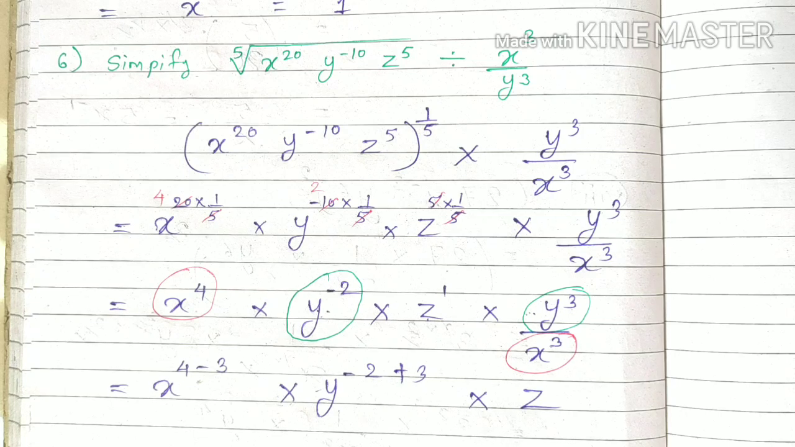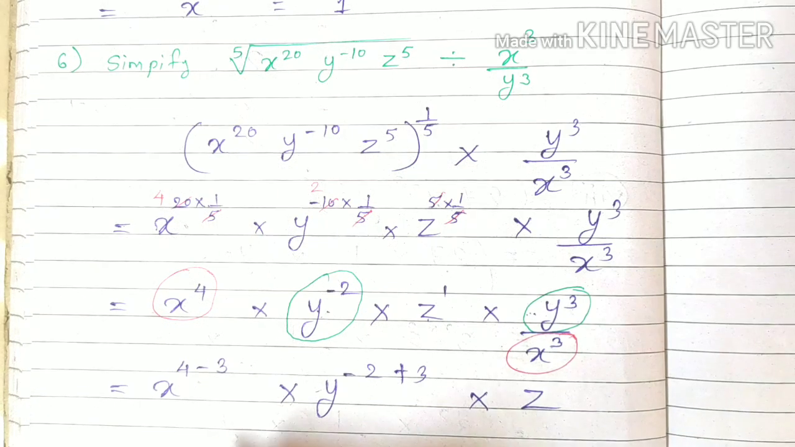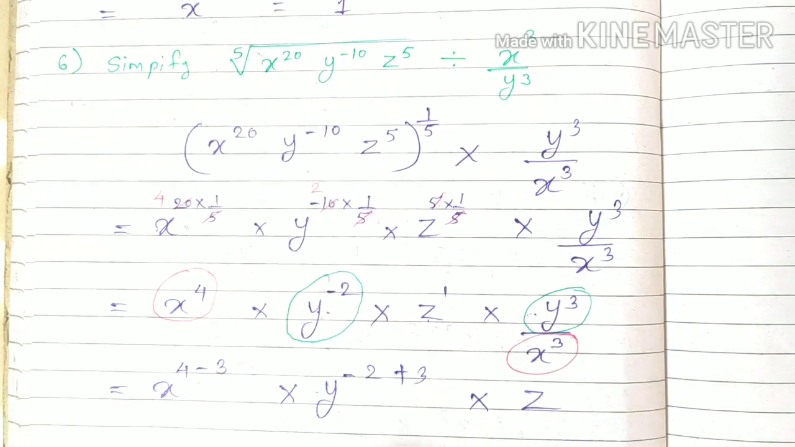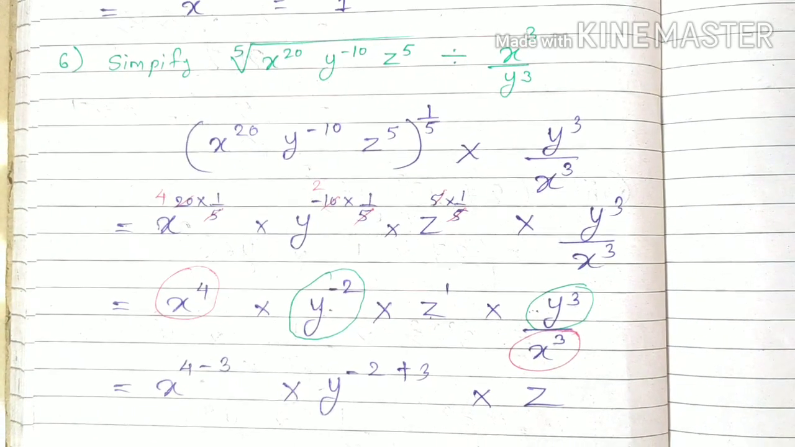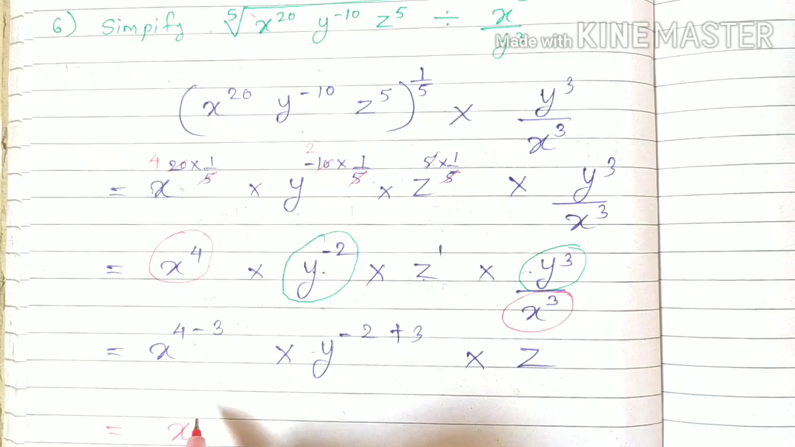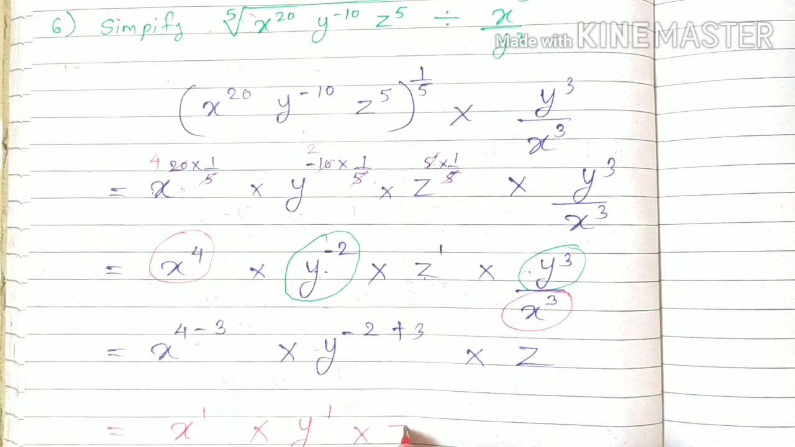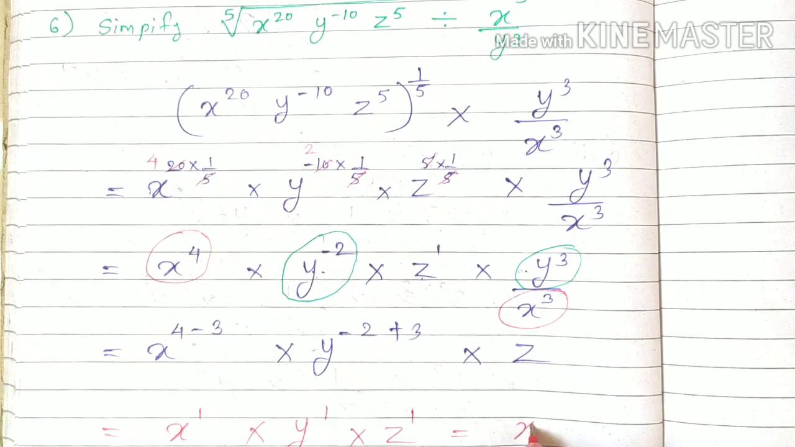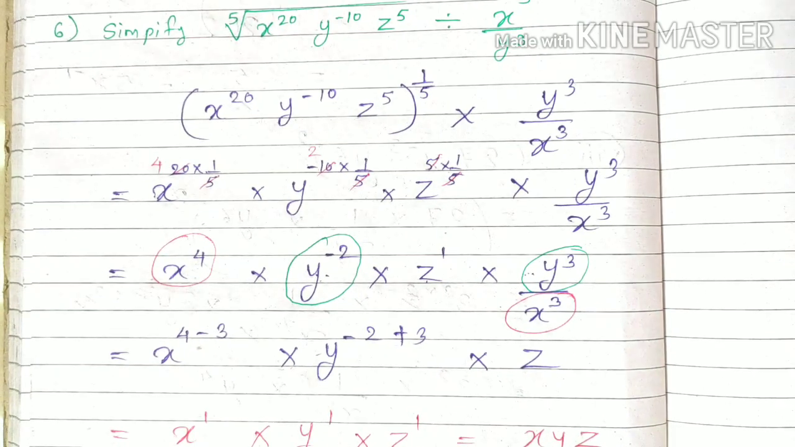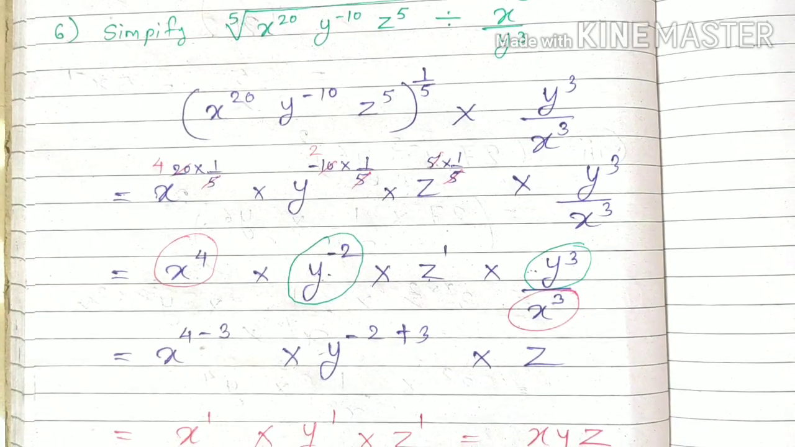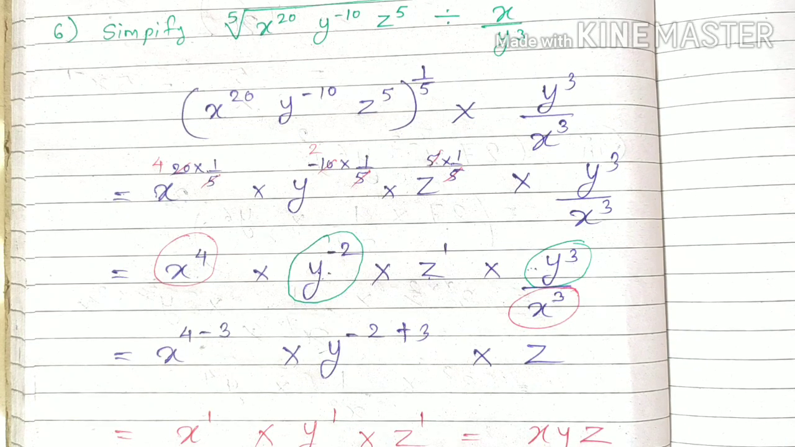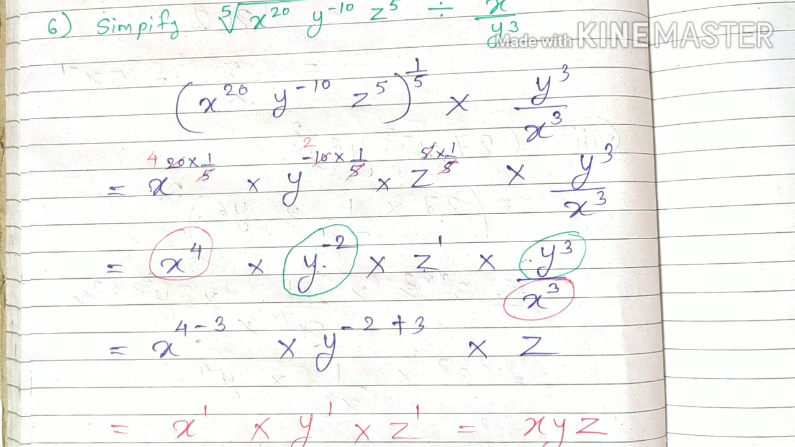Okay, now 4 minus 3, how much is that? 4 minus 3 is 1. So that means we can write it as x raised to 1, y raised to 1 and also z raised to 1, or simply we can write xyz. xyz will be the final answer. Okay, all of you understood this?